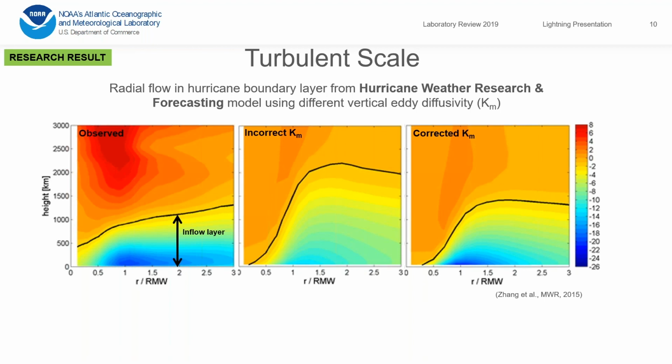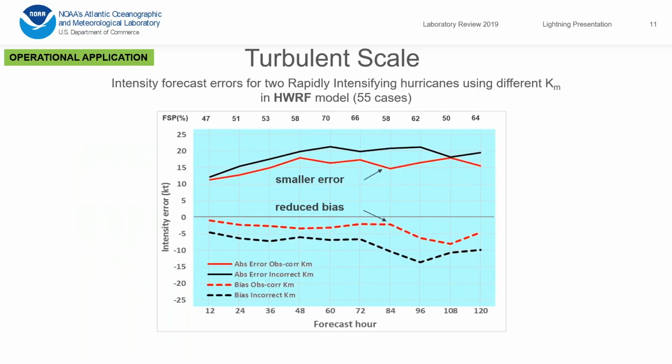We actually tested that improved formulation in the operational HWRF model for 2 cases undergoing rapid intensification. The black lines are showing you the runs of the model using the incorrect version of this eddy diffusivity, and the red is showing you the version using the correct formulation of that diffusivity. So you can see, first of all, that the absolute intensity error is quite a bit reduced and the bias is quite a bit reduced when you use a correct formulation for the eddy diffusivity.